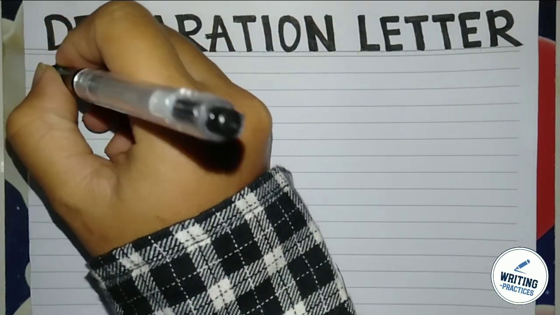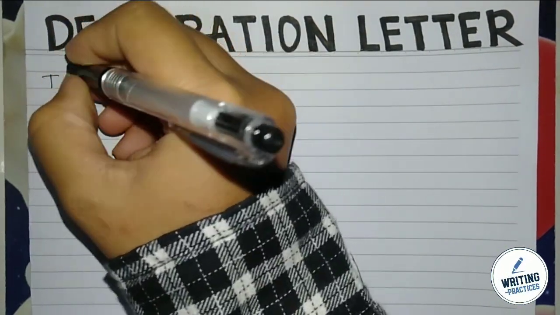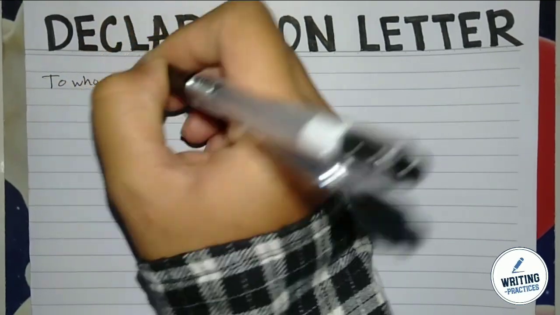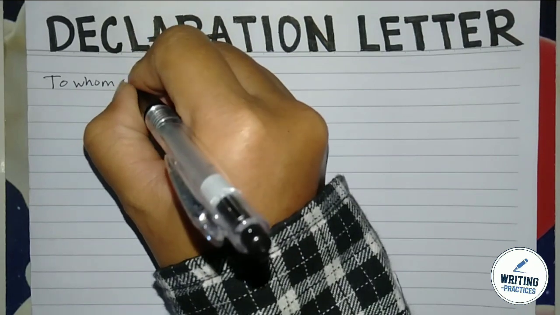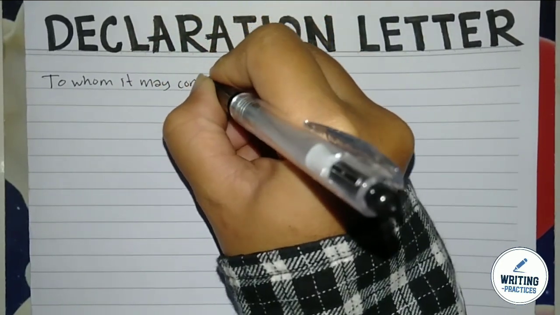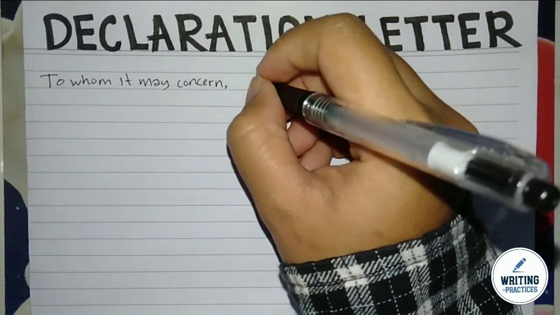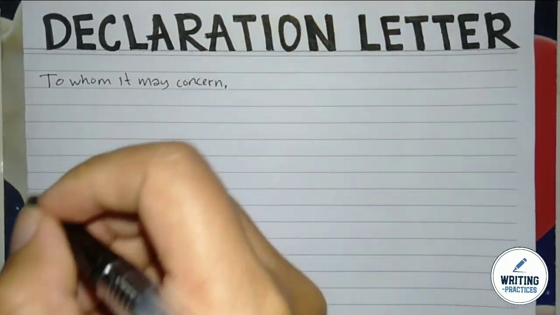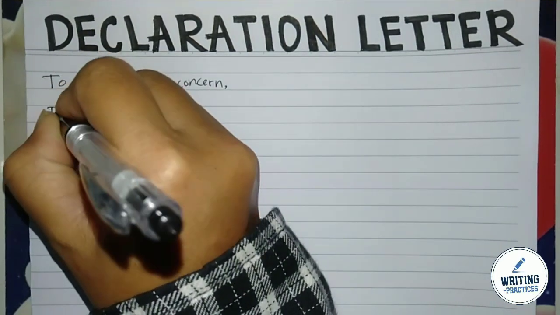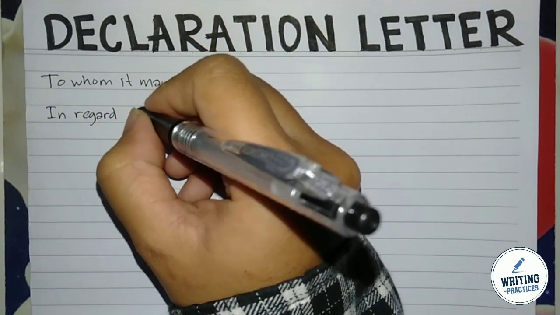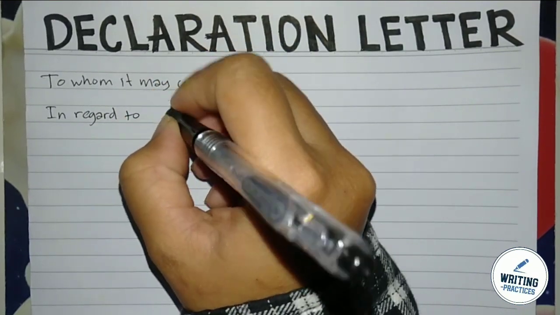Today, we are going to learn how to write a declaration letter. What is a declaration letter? A declaration letter is a formal document used if an individual wants to declare ownership of something for identification purposes. It is mainly used in loan applications, identity verification, ownership verification, or even in immigration. Here, Writing Practices will show you how to write a declaration letter for traffic tickets step by step.